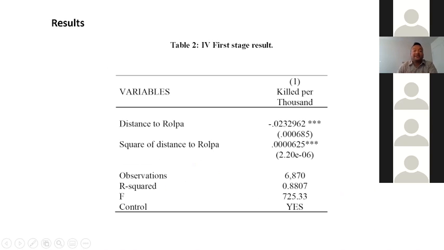And this is the first stage result of my instrumental variable. I have used distance to Rolpa and the square of distance to Rolpa. The result shows that as the distance from Rolpa increases, there is a decline in the killing per 1,000 population, and the decrease is at an increasing rate when you interpret the coefficient of the square of distance to Rolpa. My F value is 725, and the rule of thumb says it's good to use this as an instrument.